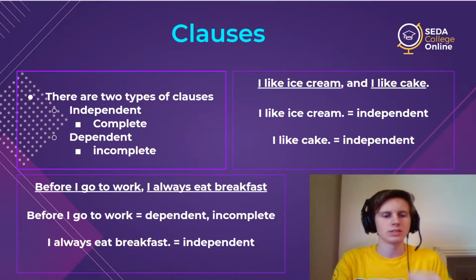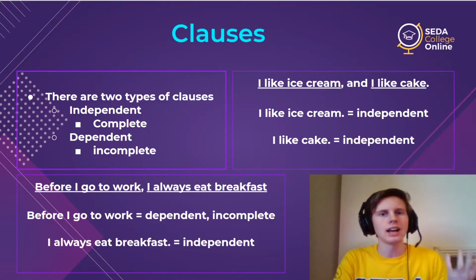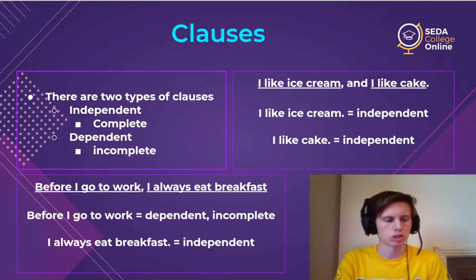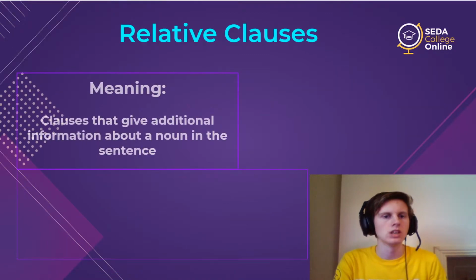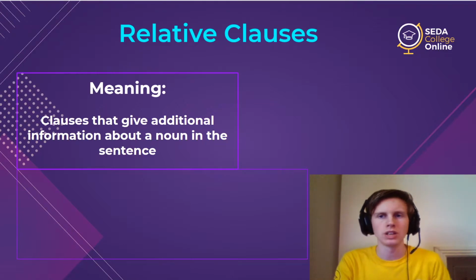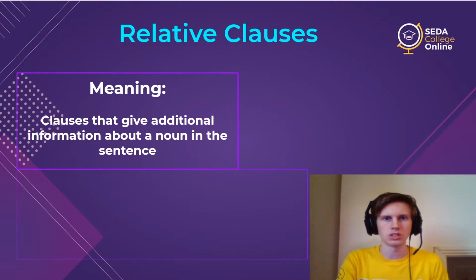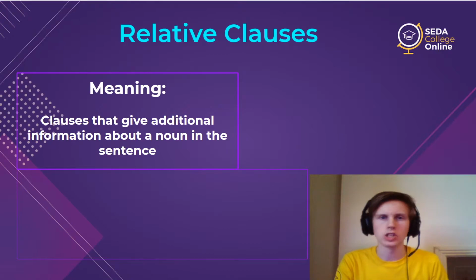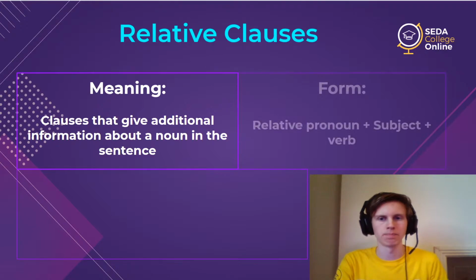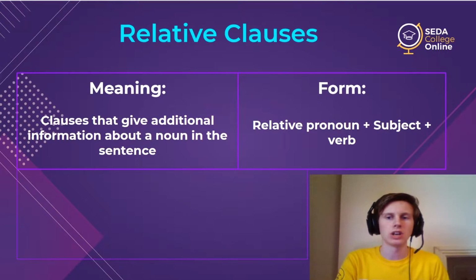Well, relative clauses are a type of dependent clause. They work inside of a sentence to make the sentence complete or to add information. So, what are they? Well, they're clauses that give information about a noun. You use them to express details or further ideas or to give extra information about a noun in the sentence. Well, so how do you make them? Well, they are always made in this way. They have a relative pronoun and then the subject and a verb.